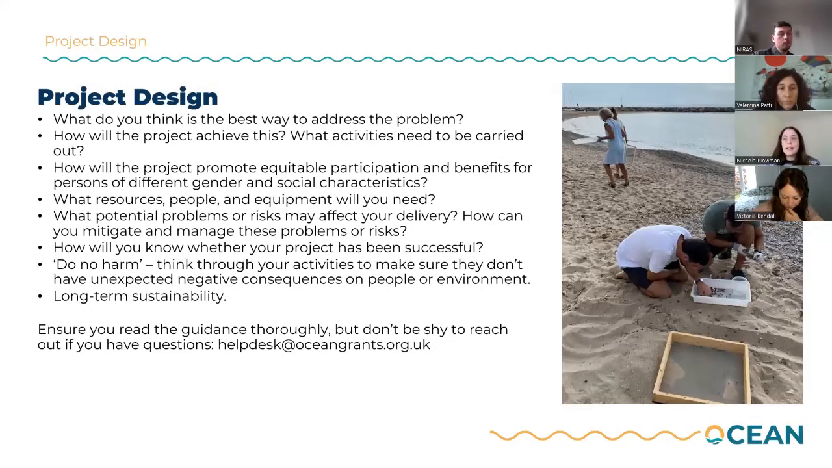Some of these guiding questions that I've put here are to help you think through what I've introduced in that previous slide. So what do you think is the best way to address the problem? How will your project achieve this? And what activities do you need to carry out? Thinking about how will the project promote equitable participation and benefits for people of different gender, of different social characteristics. Also, you should be thinking about what resources, people and equipment that you'll need to be able to carry out your project.